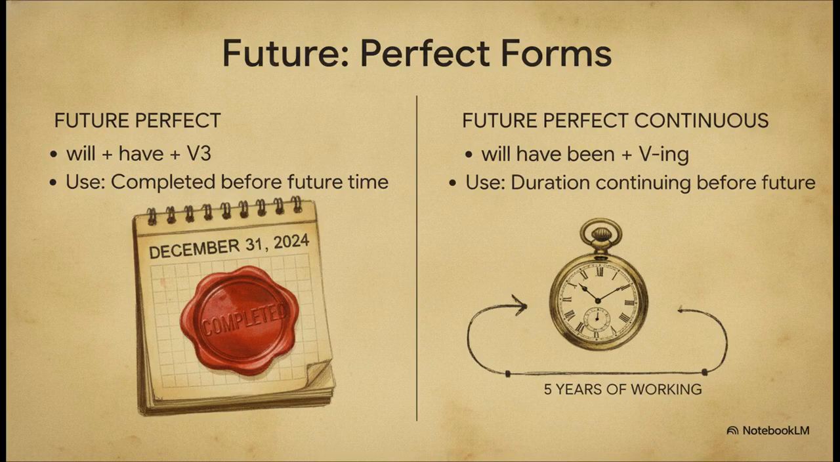To complete our 3x4 matrix, we lock in the future perfect forms. Future perfect uses will have plus the third verb form to show precisely when an action will be completed by a specific future deadline. She will have completed the project by Monday. And finally, future perfect continuous uses will have been plus the ing verb to show a duration continuing right up to a future time. I will have been working here for 5 years.